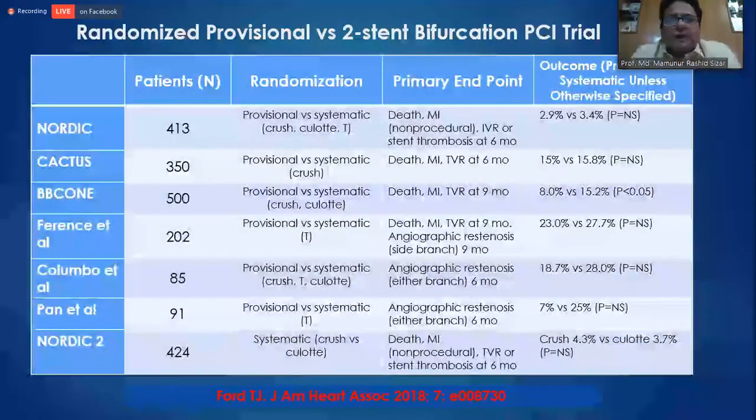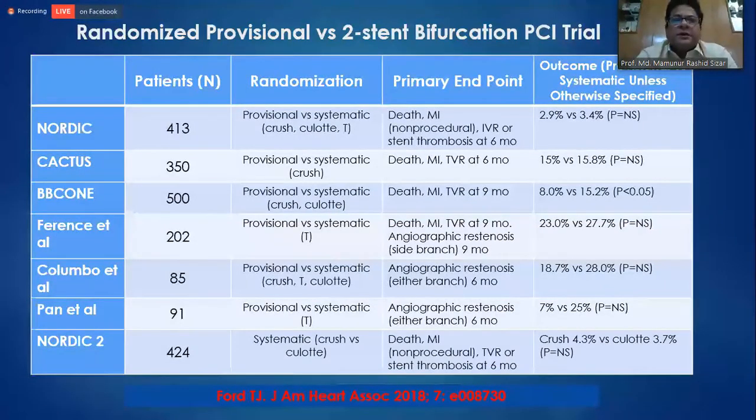There are several randomized trials comparing provisional and two-stent bifurcation techniques. Earlier, all the trials showed better outcomes regarding target vessel revascularization and myocardial infarction. Provisional stenting is superior to the two-stent technique.